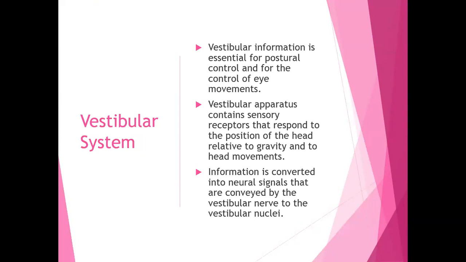So the vestibular information that we get from the vestibular system is essential for postural control and for control of eye movements. So the vestibular apparatus basically transduces gravity information into neural energy that our brain can understand. So it has sensory receptors that respond to the position of the head relative to gravity and to head movements. So the information is transduced or converted into neural signals that are conveyed by the vestibular nerve to the vestibular nuclei in various parts of the brain.